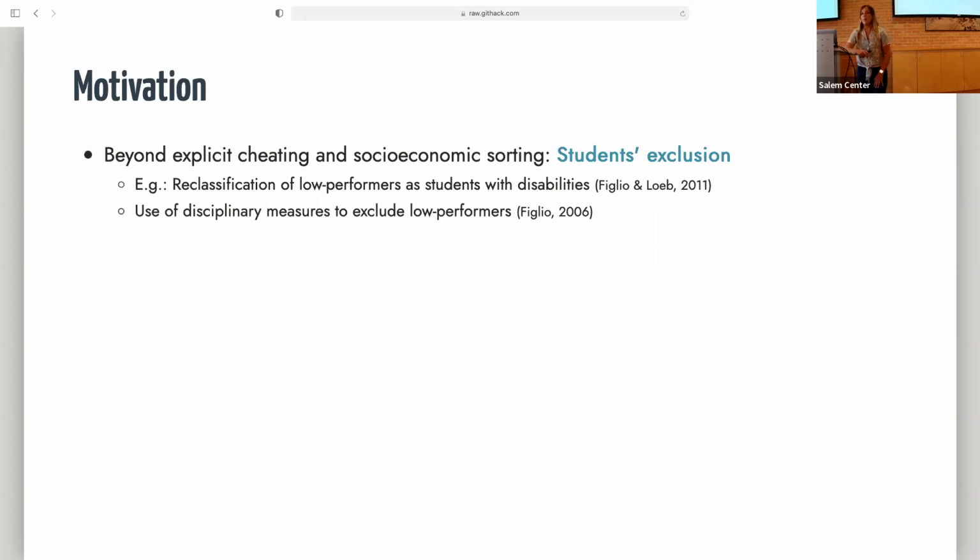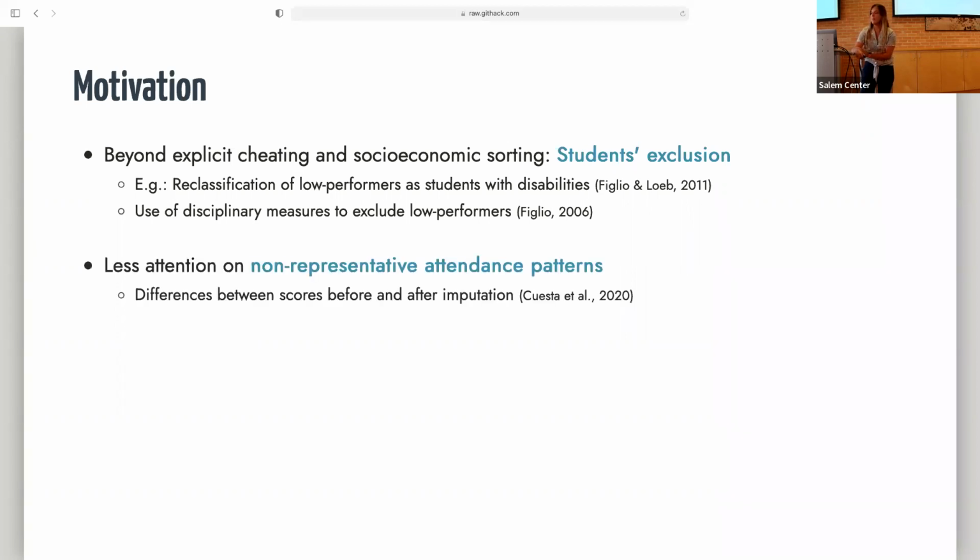There has been some work around it, specifically targeted towards the exclusion of low performers. So, for instance, Figlio and Getzler have a cool paper where they show how some schools reclassify some students that are low performers as students with disabilities, so they don't count towards the test, right? Or also they use disciplinary measures to exclude them before the test. So if you suspend a student that is a low performer and then they don't show up to take the test, that's also a form of exclusion that generates this non-representativeness of the population, right?